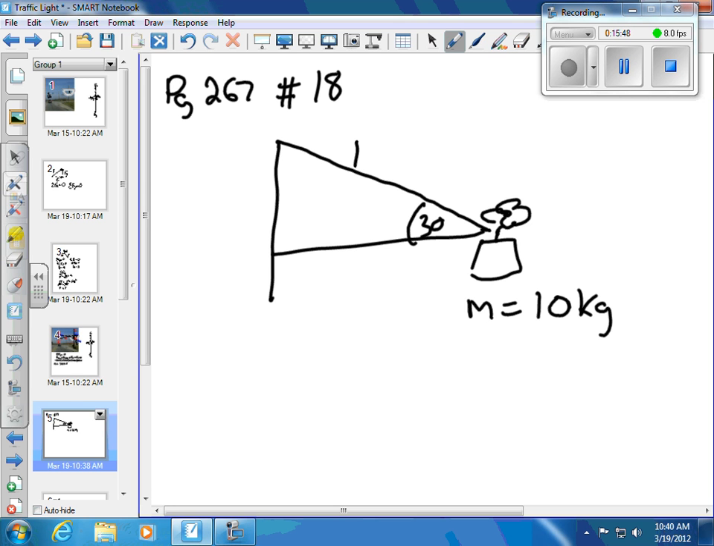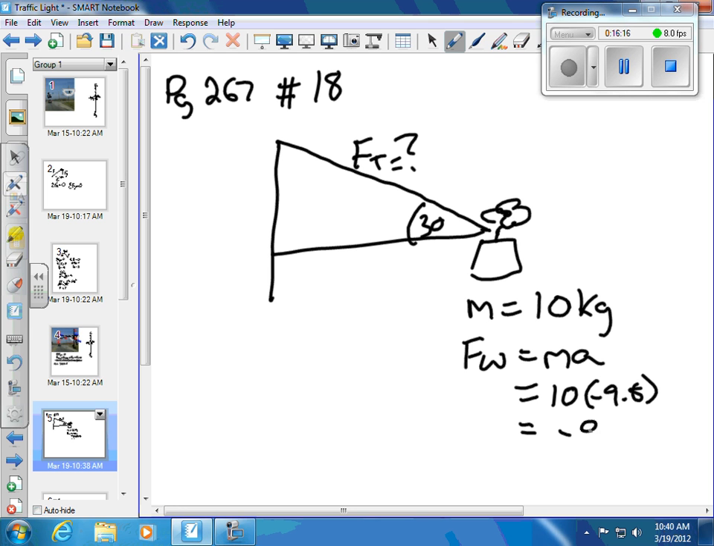We're looking for FT. Okay, so we have to find what the force on the mass is. FW equals MA equals 10 times 9.8, equals 98 newtons, minus 98 newtons.